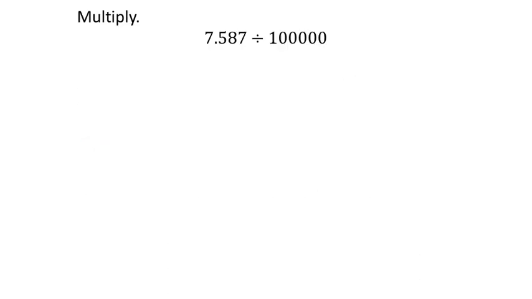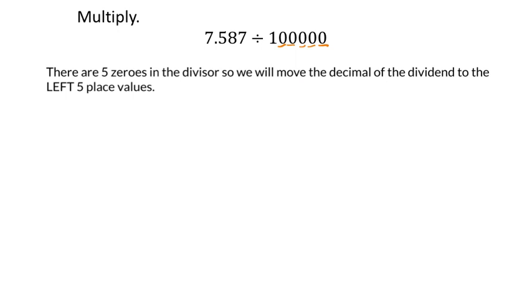So on this one, it's the same numbers we've seen before. That's 7 and 587 thousandths divided by 100,000. So we're going to look at the zeros from the dividend. 1, 2, 3, 4, 5 zeros. So 5 zeros, and this is division now, is going to move the decimal to the left 5 place values for the dividend. The divisor has 5 zeros. The dividend is going to move the decimal to the left 5 times.